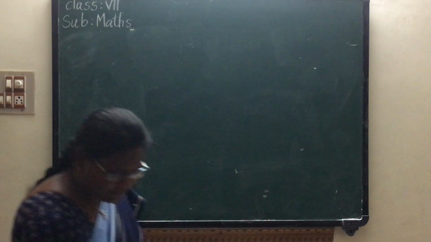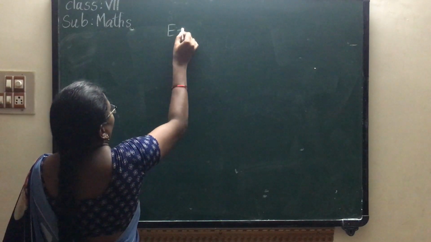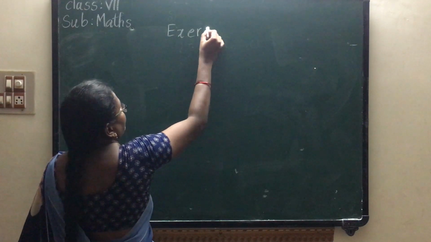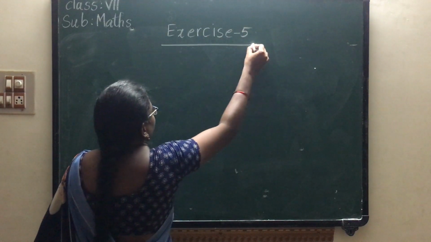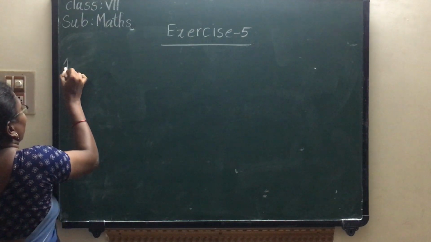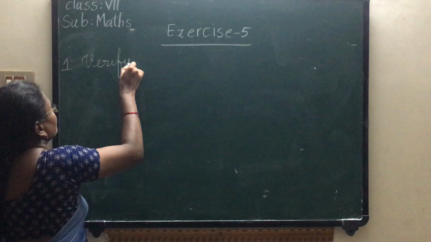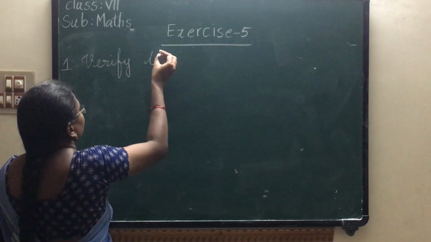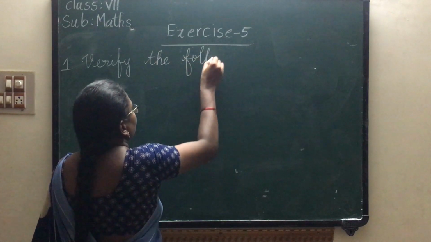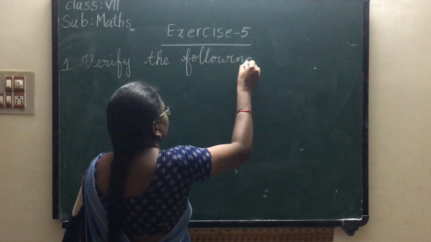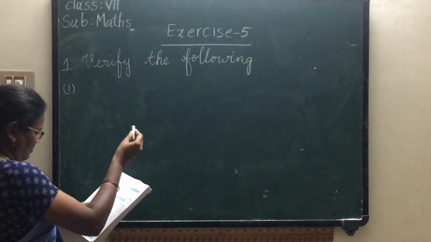First sum, exercise 5. Verify the following. Exercise 5, page number 19. Open your maths textbooks and CWs. Be ready. Write the questions also in your CWs. Exercise 5. Verify the following. First Roman, first sub question.